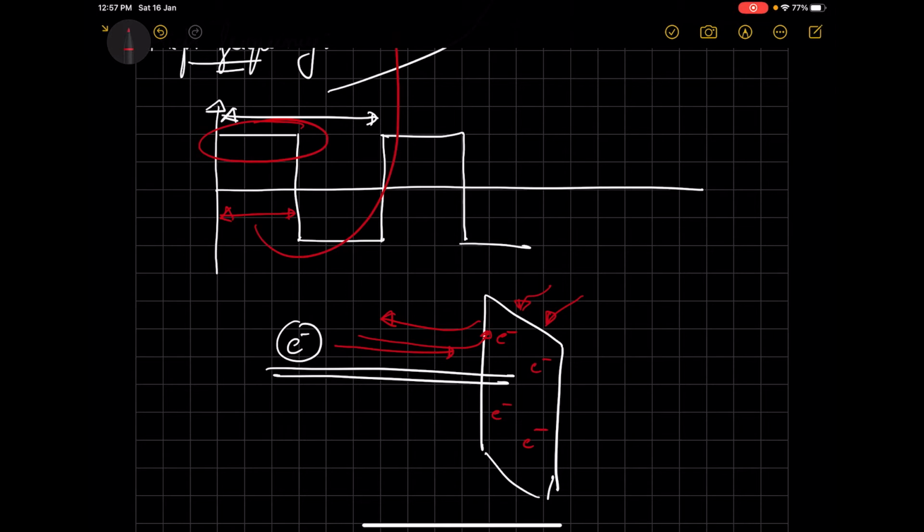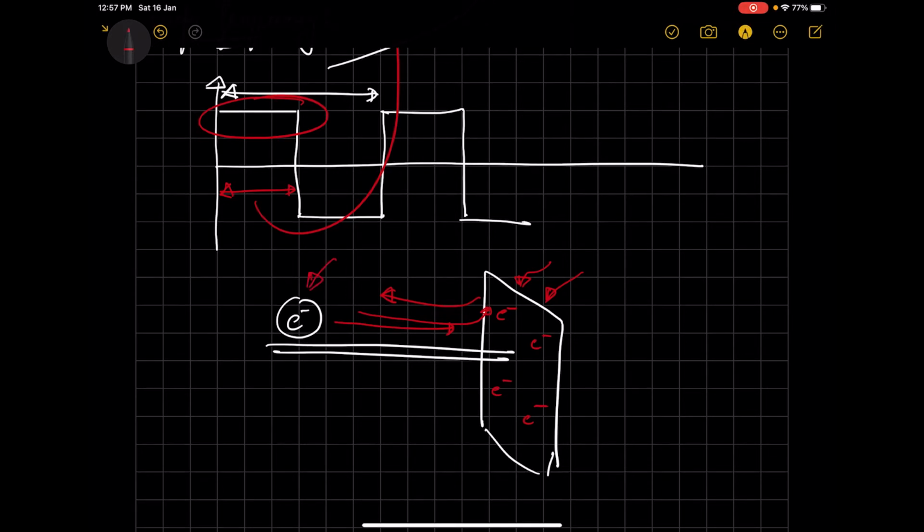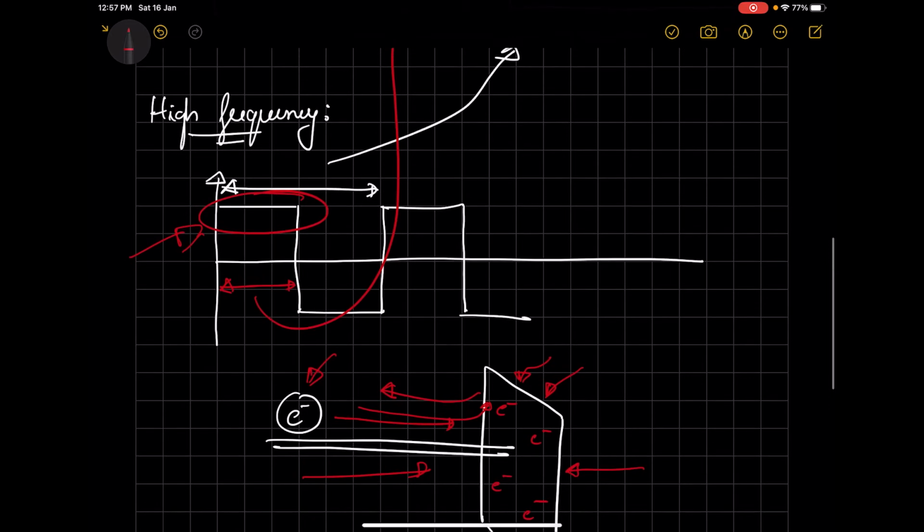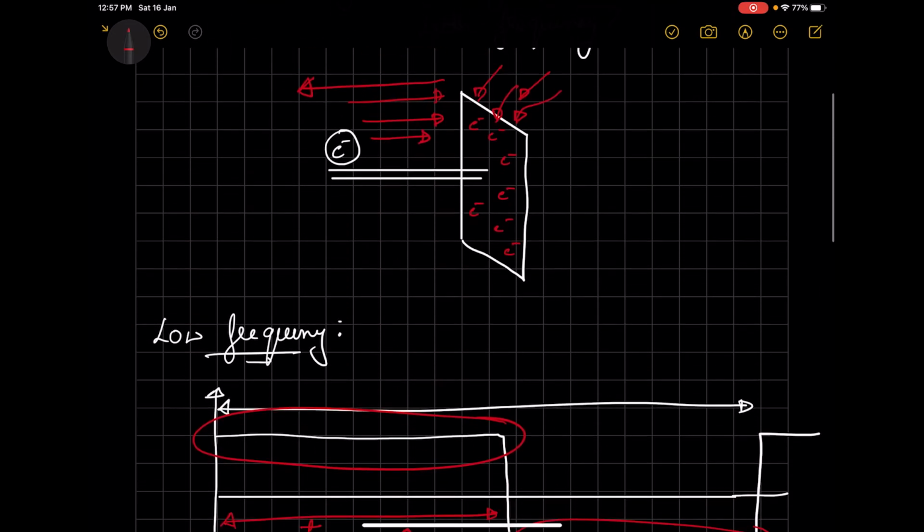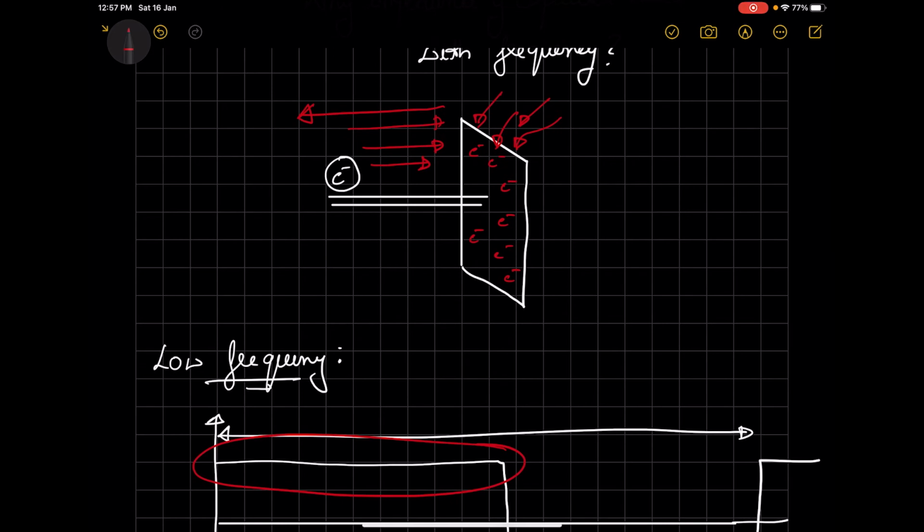Let me repeat, the electrons here, for the short given amount of time, they try to move in one direction, and as they try to move, they have nowhere to go but to sit on the plate. They will eventually sit on the plate, but the number of electrons that are going to sit on the plate in the case of a high frequency signal is very low when compared to the number of electrons that are going to sit on the plate in case of a low frequency signal.